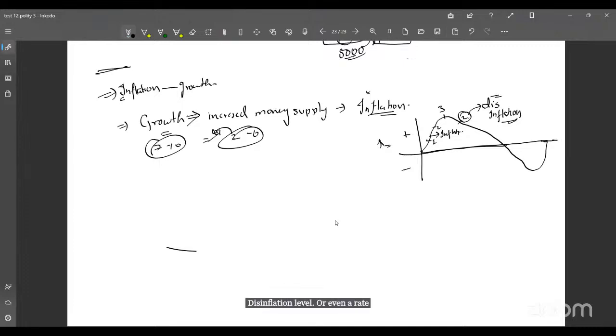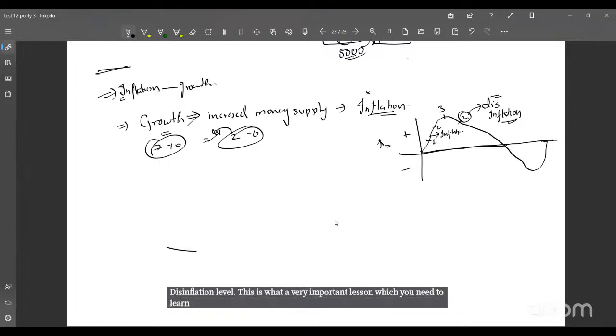This is a very important lesson which you need to learn. It is still in the positive regime. Still the prices of the goods and services are rising, but at a lower rate. Here we are discussing about the rate. Here we are not discussing about the actual value.